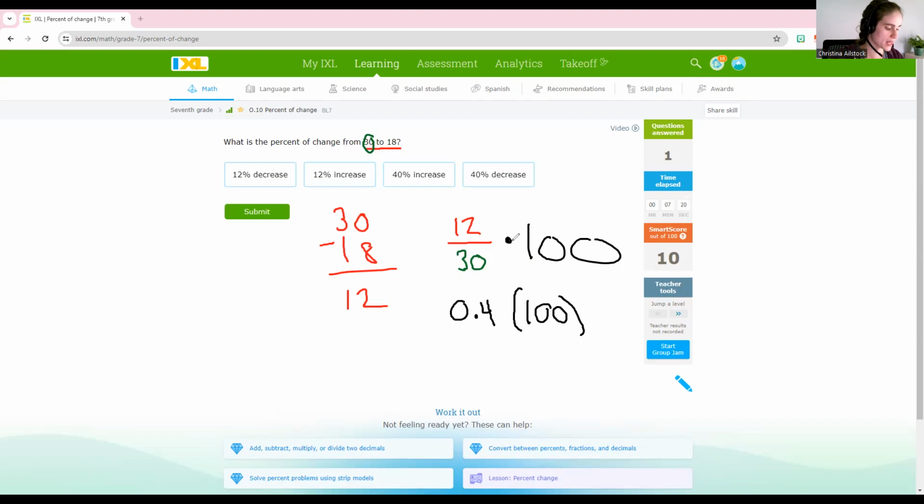All right, let's multiply that decimal by 100 to turn it into a percent, and we get the answer of 40%. Once again, we have two different choices that say 40%. So is it an increase or decrease? Well, if we went from 30 to 18, that got smaller, that decreased. So our official answer is it is a 40% decrease.